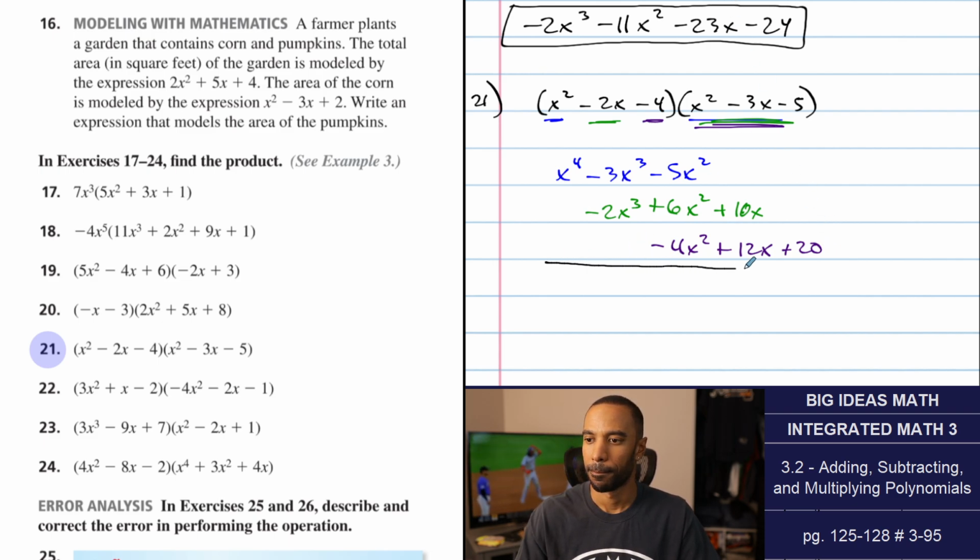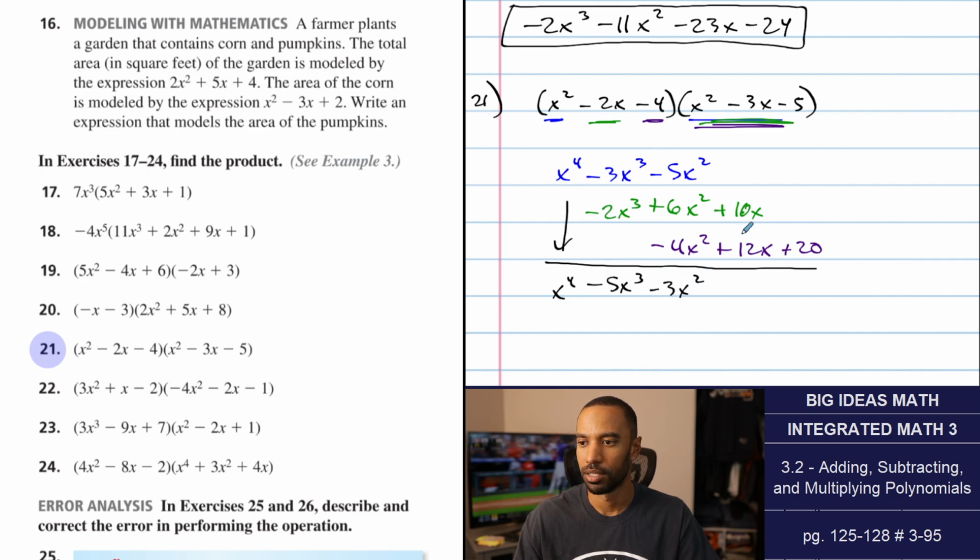Okay. Combine like terms, go down the list if that's the more helpful way for you. So you get x to the 4th, negative 5x cubed. Negative 5 plus 6 is 1, minus 4 is negative 3. 22x, and then plus 20.